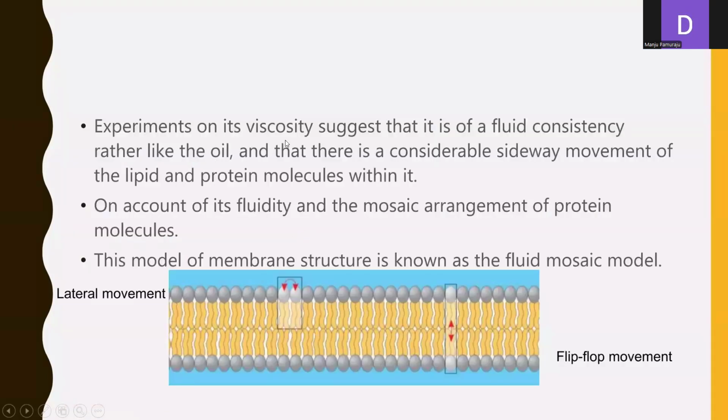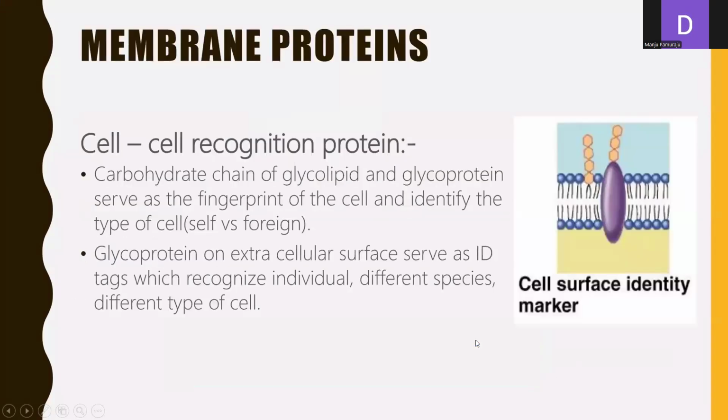So experiments on its viscosity suggest that it is a fluid, rather like oil, and that there is considerable sideways movement of the lipid and protein molecules within it. So here this lipid is oily, and the movement takes place here, of lipid and protein molecules within it. On account of its fluidity and the mosaic arrangement of the protein molecules, this model of membrane structure is also known as the fluid mosaic model. So this is the lipid layer on which the protein molecules are present.